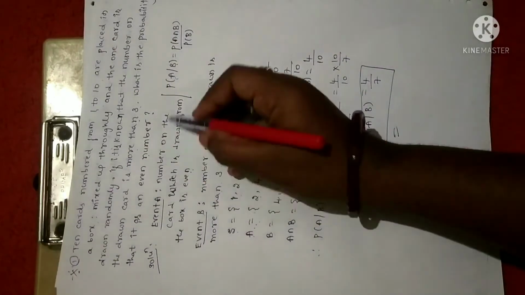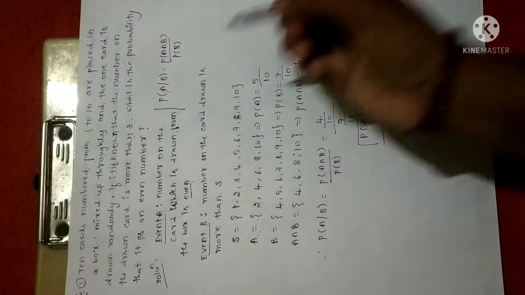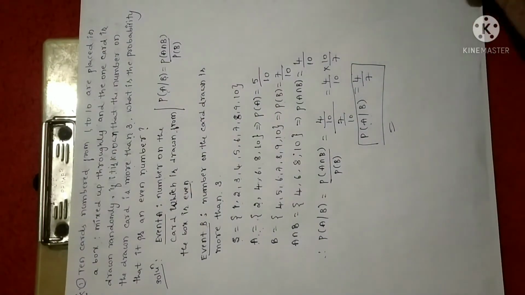Event A is none other than the number on the card drawn from the box being even. So the probability of an even number on the card is 4 by 7. So the required answer is 4 by 7. Hope it is clear.